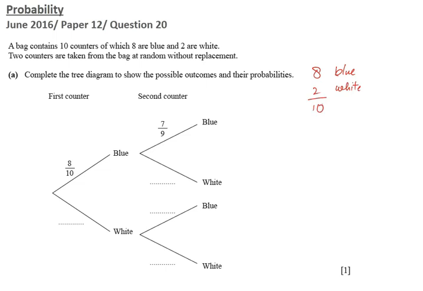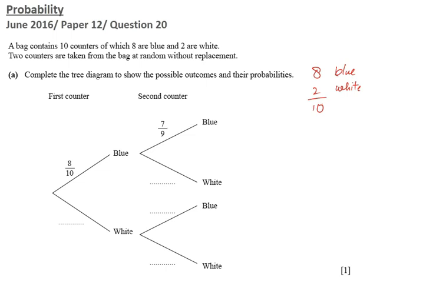So the probability, then 2 counters are taken from the bag at random without replacement. So here we have a case of without replacement, in which when we pick one ball, we will not keep that ball back into the bag. We will keep that ball outside and select the next ball from the remaining balls, or remaining counters, in the bag.